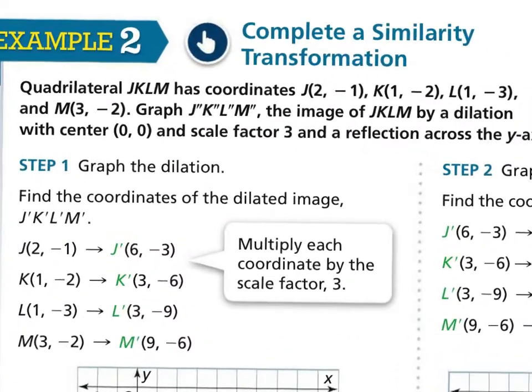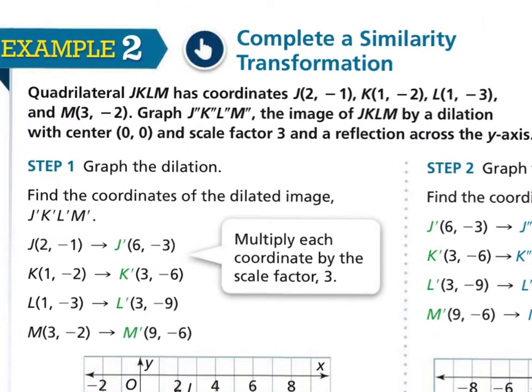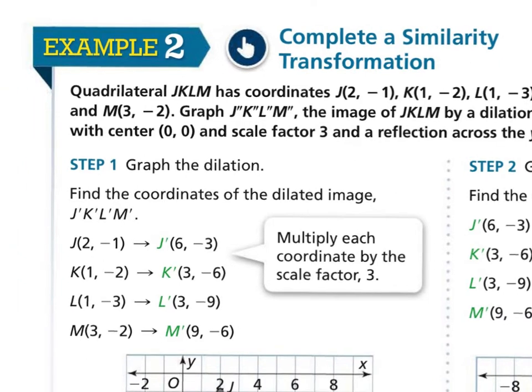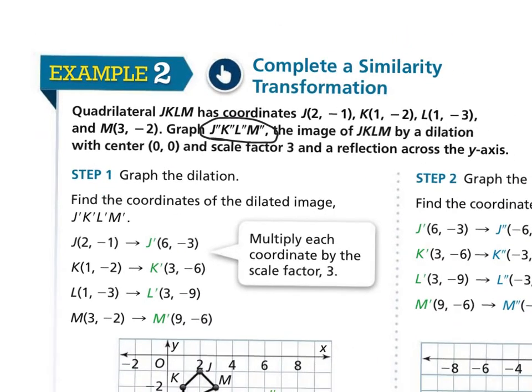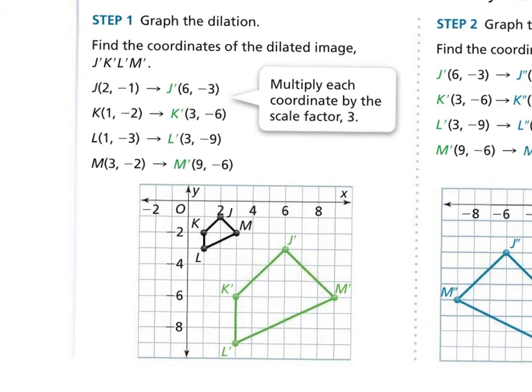If you'll notice, they started with points J, K, and L, and they are ending up with J double prime, K double prime, L double prime, M double prime. The double prime is just an indication that we had two different transformations in order to get to that point. So the first transformation we could do would be the dilation, and then the second thing would be the reflection. Okay, so the first thing, that's what they did.